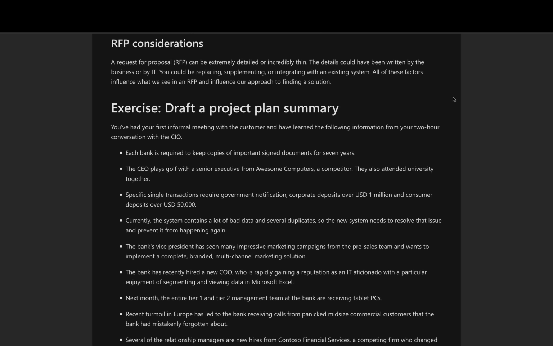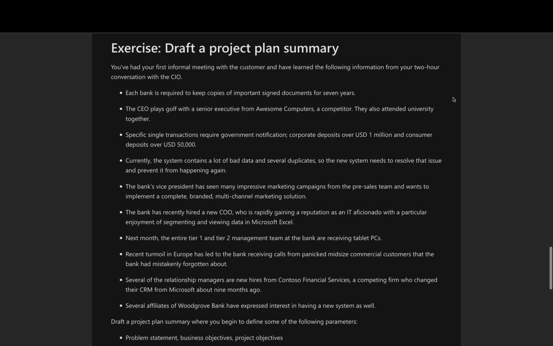RFP considerations. A request for proposal, or RFP, can be extremely detailed or incredibly thin. The details could have been written by the business or by IT. You could be replacing, supplementing, or integrating with an existing system. All of these factors influence what we see in an RFP and influence our approach to finding a solution.